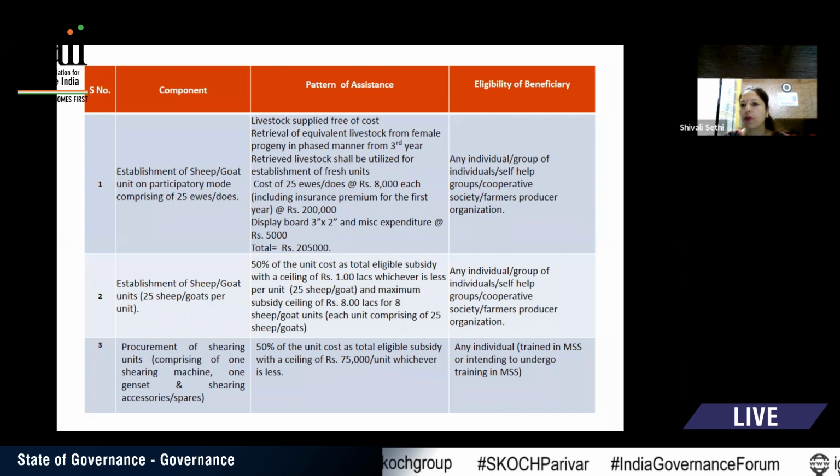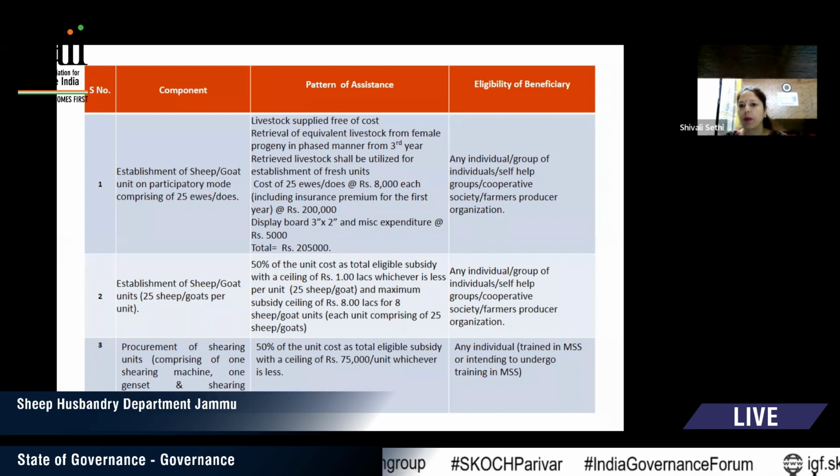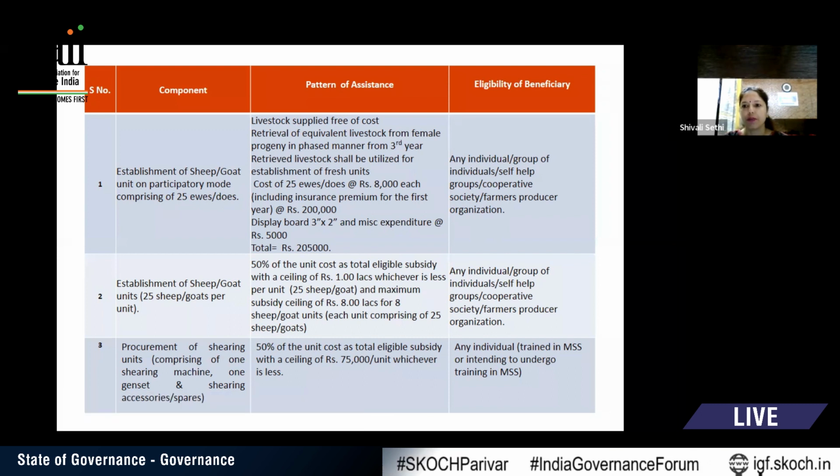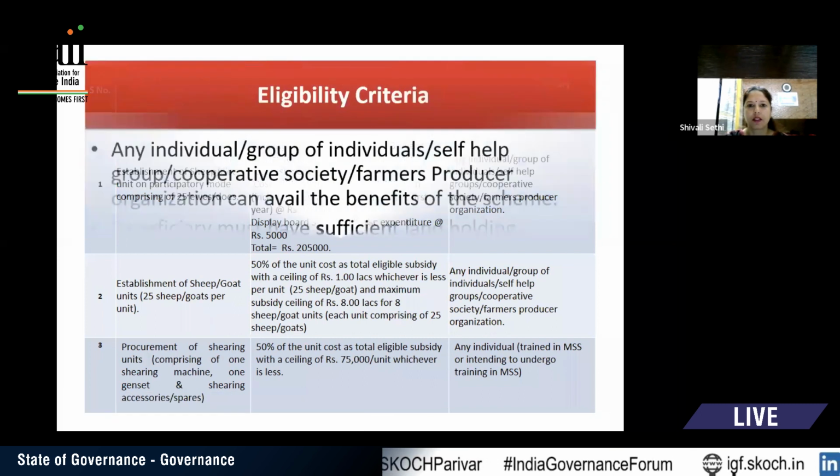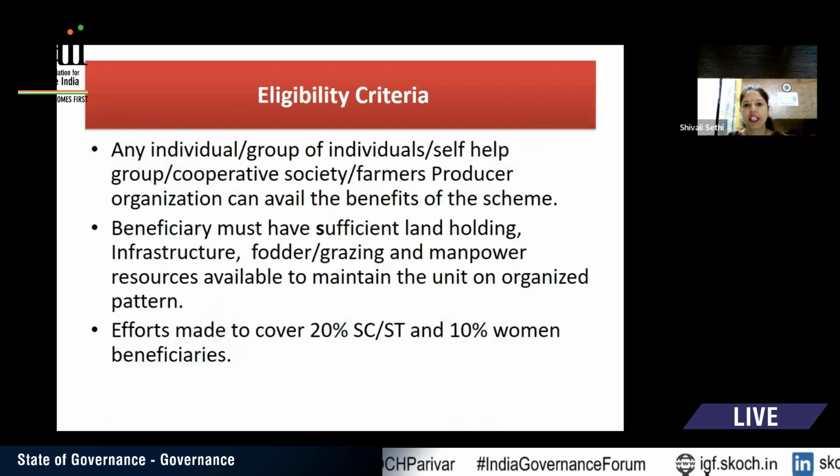Any individual or group of individuals, self-help group, cooperative society, FPOs can avail the benefit of the scheme. This is the eligibility criteria. I have already mentioned it. But the main condition is that the beneficiary must have sufficient land holding, infrastructure, fodder, grazing, and manpower resources so that the unit can be established and run successfully on the ground.